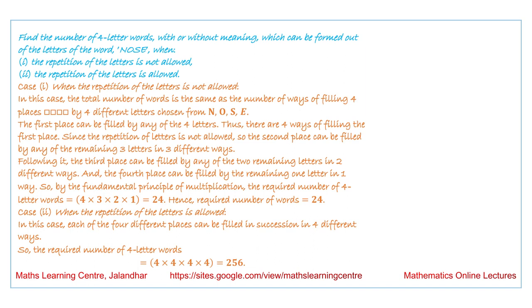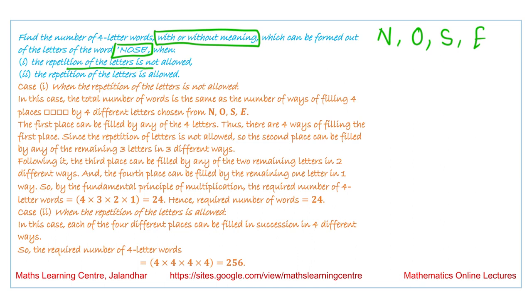Next is find the number of 4-letter words with or without meaning which can be formed out of the letters of N, O, S and E, when the repetition of letters is not allowed. So suppose we are forming a word over here. So it is a 4-letter word. Now we have to keep one letter over here. So how many ways can we choose this letter? It can be N, it may be O, it may be S, it may be E. So there are 4 ways to choose this first letter.